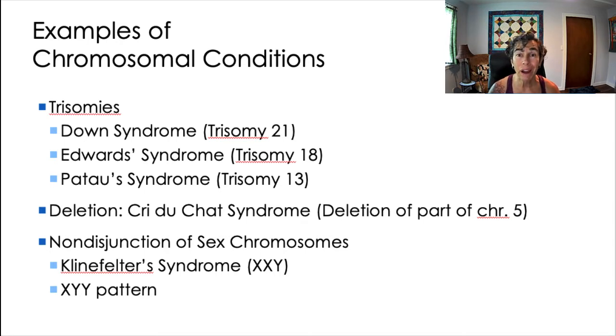It's called Cri-du-chat. That's French for cry of the cat, because when these children are very young, their cry sounds a little bit like a cat crying. And then non-disjunction of sex chromosomes, Klinefelter syndrome, we have an XXY instead of XY. And there's also an XYY, which I think is referred to as like a super male pattern.